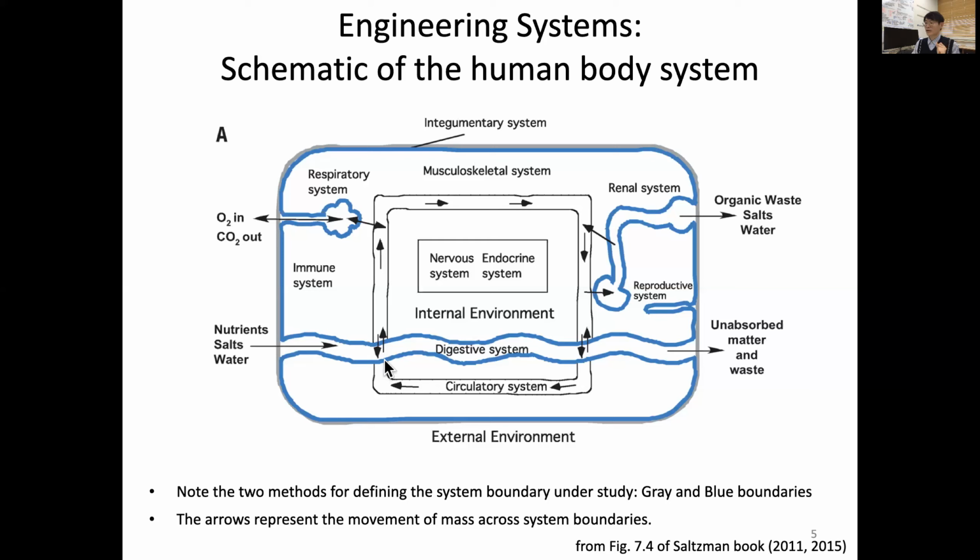And here, depending on that, the arrows represent the movement across the boundary. Once we define it in this way, in the GI tract, the exchange of, let's say, food molecules through the inside of the digestive system and out of it can be considered, while in the gray system, it doesn't matter. So really, how we define the system and system boundary can change the way we analyze the system.